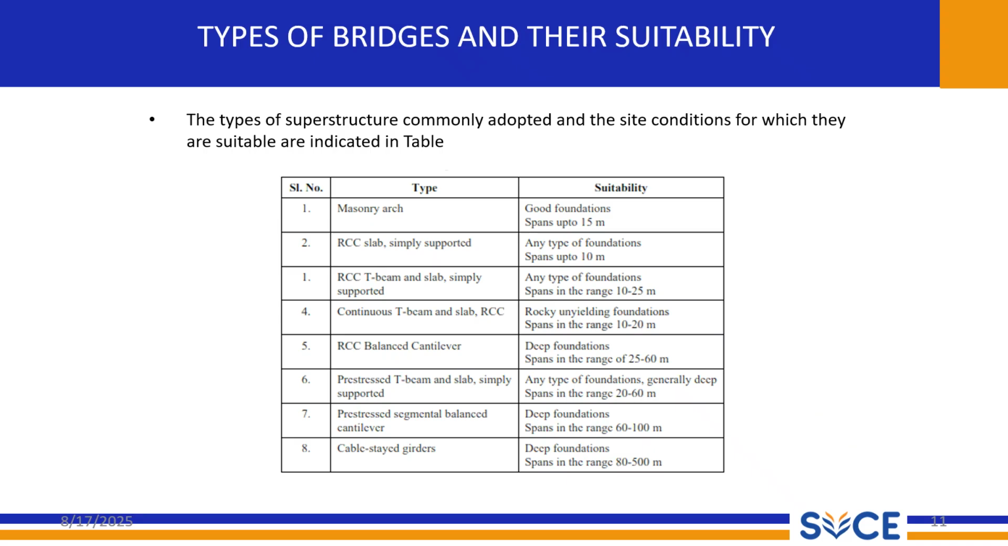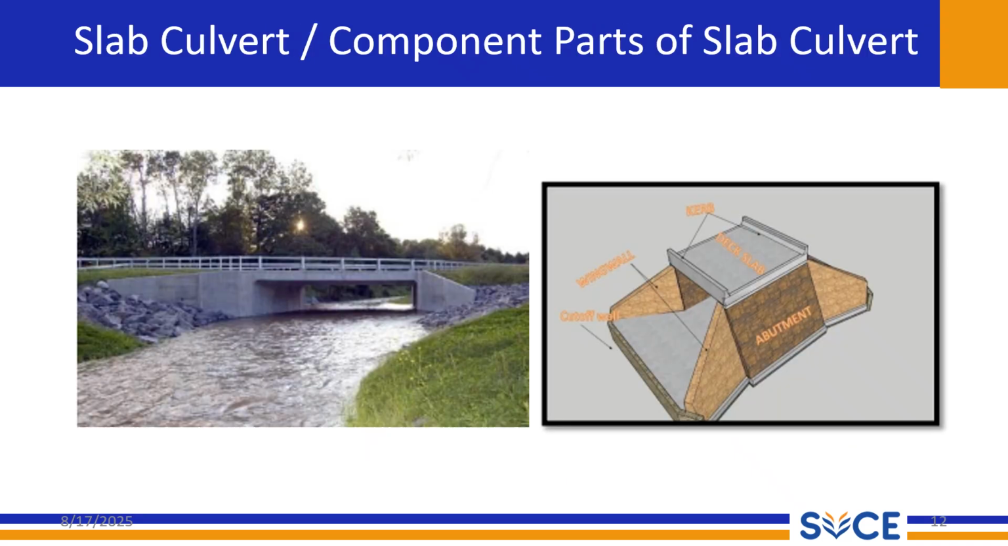The prestressed T-beam and simply supported slabs: you can provide any type of foundation, generally deep, for spans ranging from 20 to 60 meters. Next one is the prestressed segmental balanced cantilever, which requires a deep foundation, and the spans range from 60 to 100 meters. And then the cable stayed bridge, which requires a deep foundation and the spans range from 80 to 500 meters.